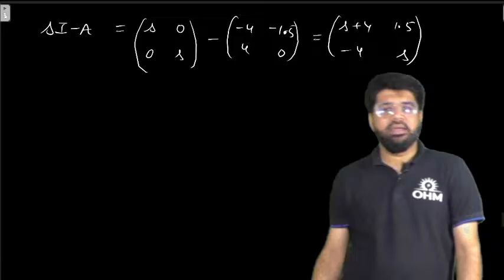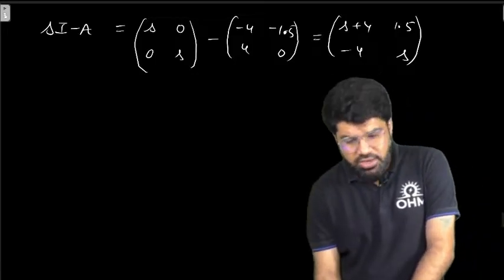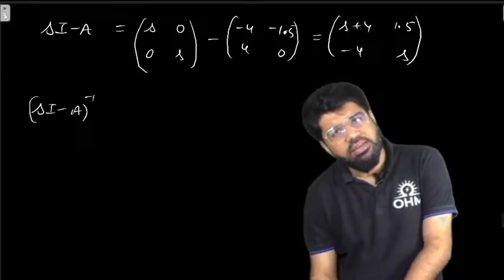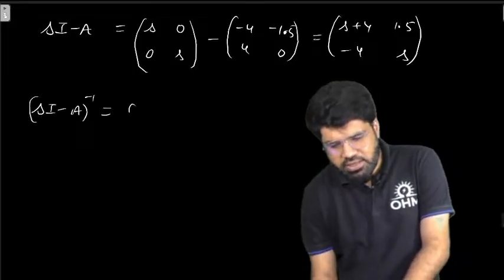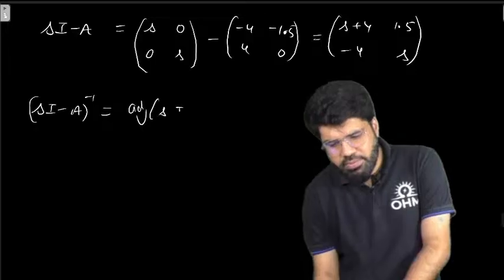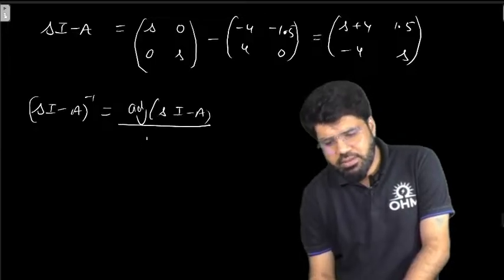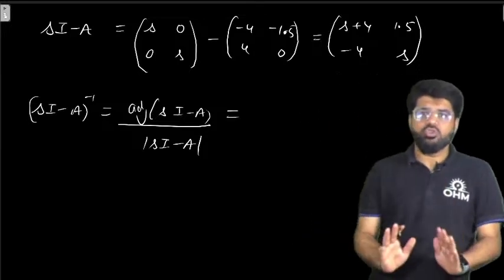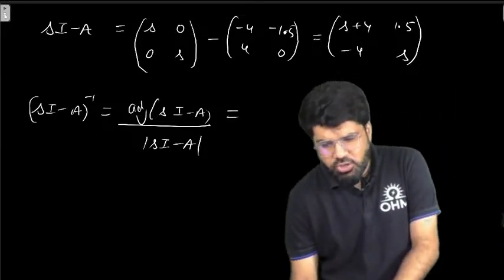Okay, this is sI minus A. Now, what is (sI minus A) whole inverse? I mean the inverse of this matrix, and we know that the inverse of any matrix is given by the formula: adjoint of the matrix divided by the determinant of the matrix. And the adjoint of a 2 cross 2 matrix is simple.